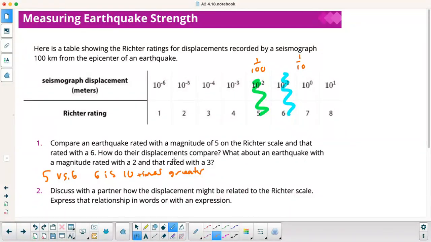What about an earthquake with magnitude 2 and 3? So 2 and 3, so this is 1 over 10 to the 5th versus 1 over 10 to the 4th. So basically, if I times this by 10, that's going to cancel that. So the same thing as 5 versus 6. And so in between every one of these, it's 10 times greater. So that would be 2 and 3.